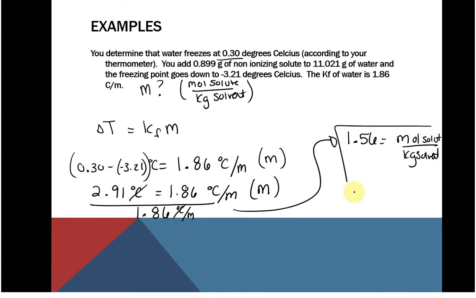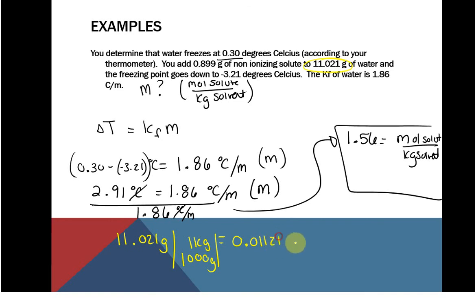If we wanted to, we could go a step further and find the number of moles. Now, the way we do that is we're going to try and cancel the kilograms of solvent. Well, we know we have 11.021 grams. We need it to be kilograms. So we're going to divide by 1,000 grams to get 1 kilogram. That gives us 0.01121 kilograms of water. At that point, we can cancel kilograms.